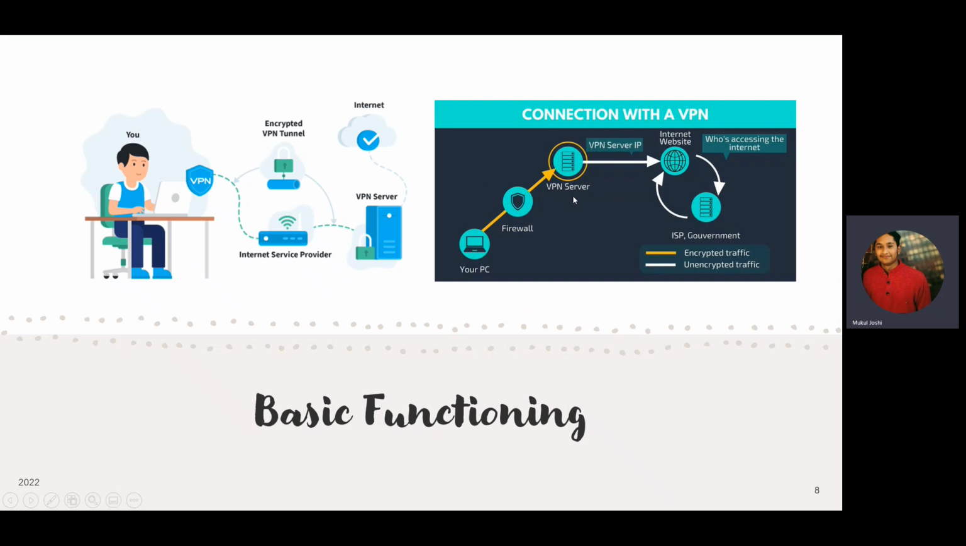I also have this diagram over here. So this is your PC and this is the firewall. This is the VPN server. The VPN server is also going to assign a new IP when the user connects, right? The VPN server IP is connected to the internet website, and in that way, this is a basic overview of how the VPN is working.